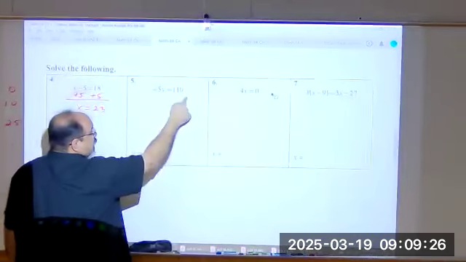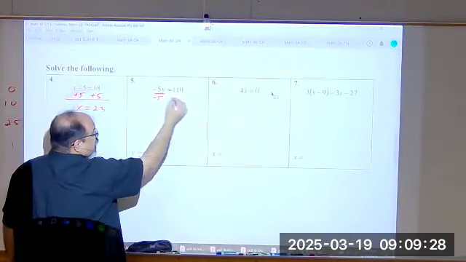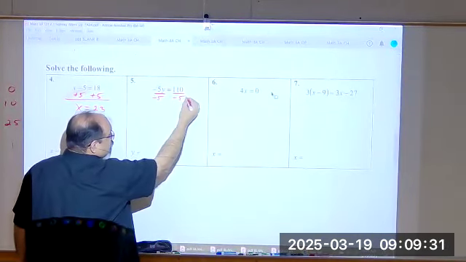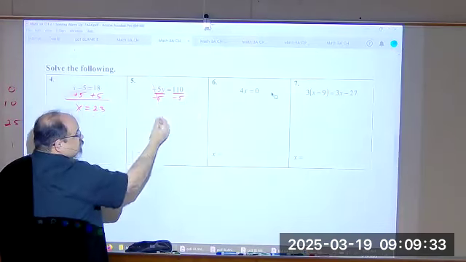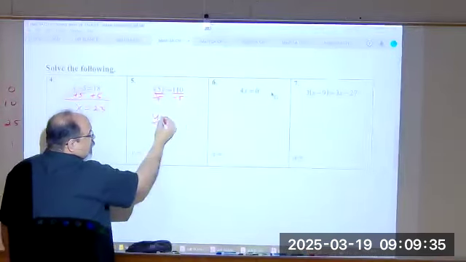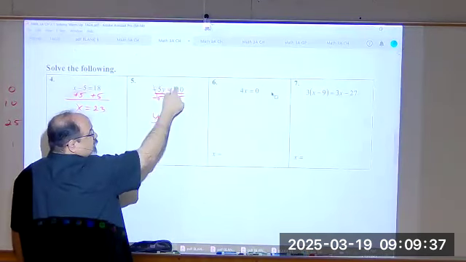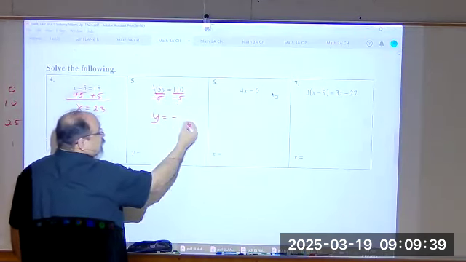You keep the equation balanced. You divide this side by negative 5. You divide that side by negative 5. So that reduces. You get positive y. And you simplify. Positive over a negative is a negative.